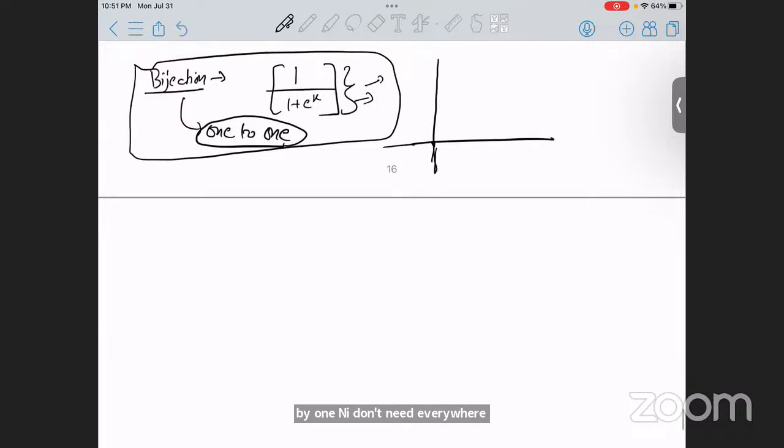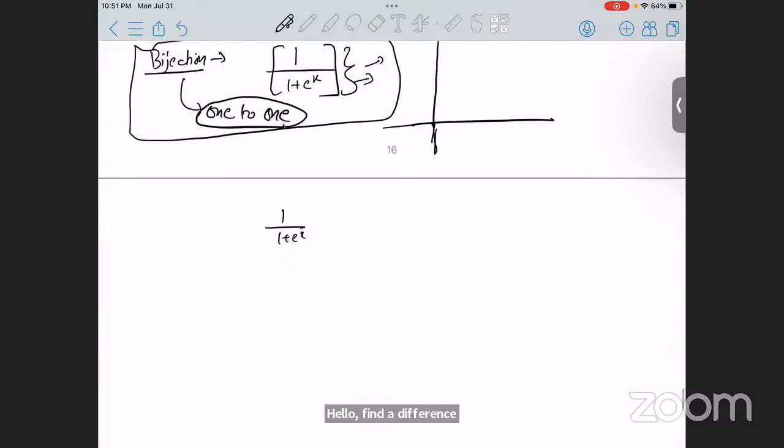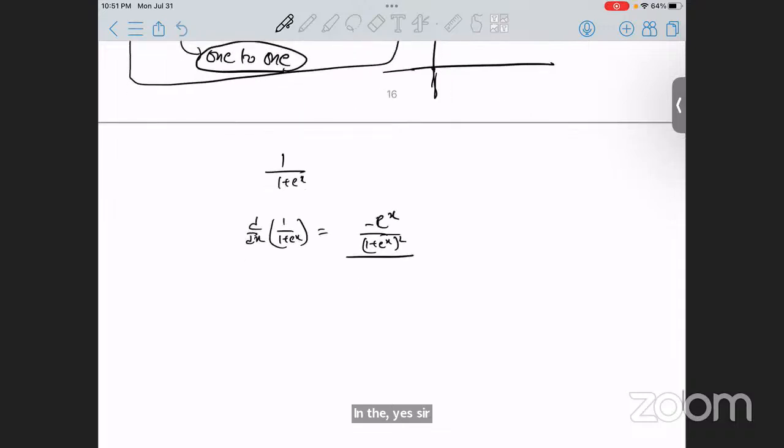Look, find the differentiation of 1 by 1 plus e power x. What is the differentiation of it? d by dx of 1 by (1 plus e raised to x) is minus 1 by (1 plus e power x) whole square into e power x. Okay, this is the function.